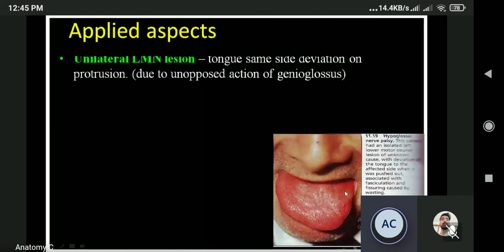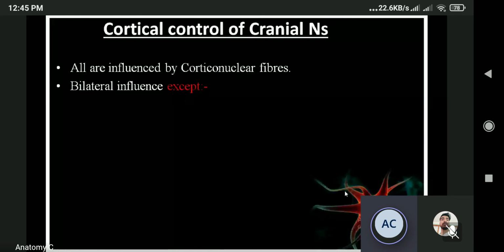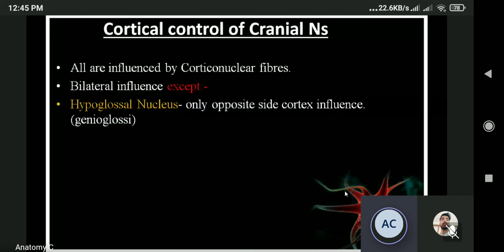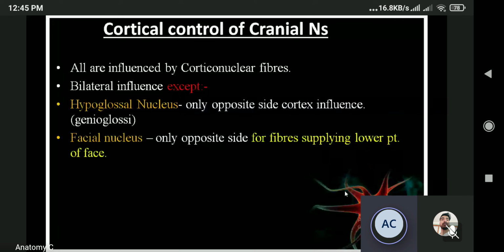Now the cortical control of the cranial nerves. So all are influenced by the corticonuclear fiber. We have the bilateral influence. So the hypoglossal nucleus, only opposite side cortical influence will be there for the genioglossus. And the facial nucleus, only opposite side for the fiber supplying the lower part of the face, and the trochlear nucleus by the same side only. So this is the cortical control of the cranial nerves.